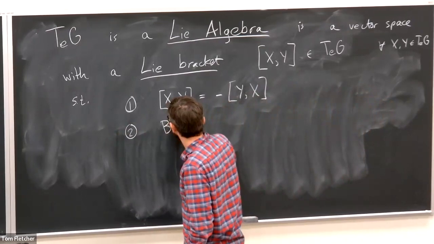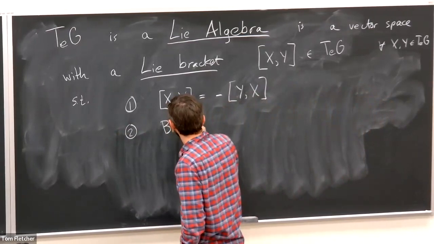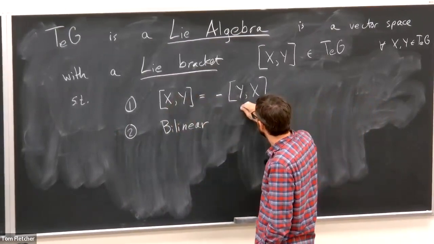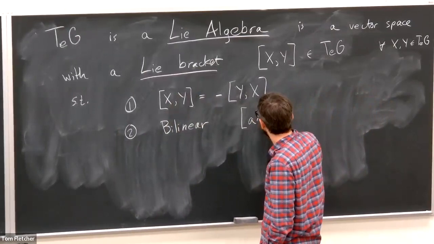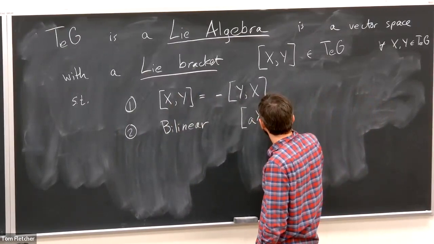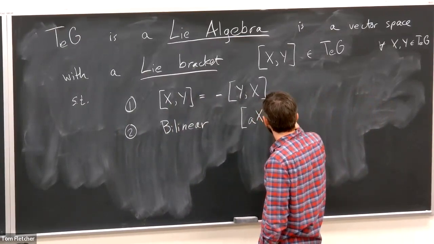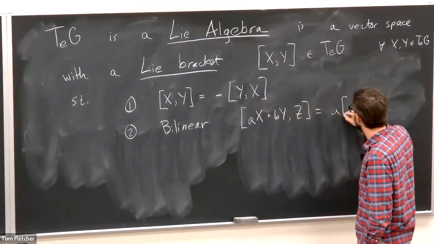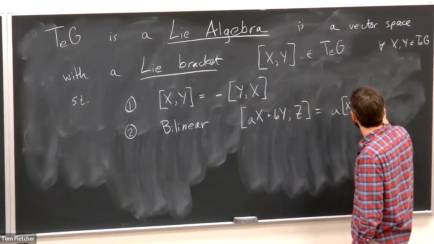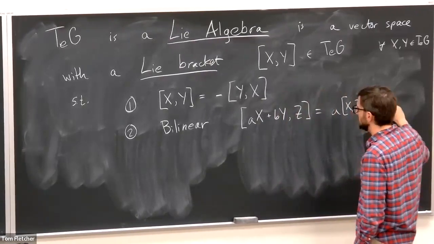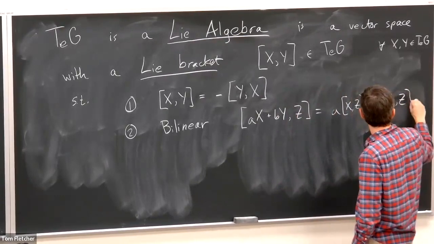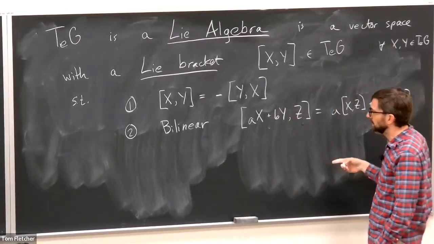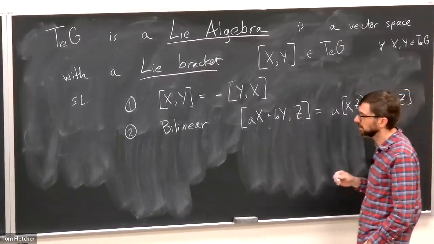It's bilinear. I should put that first, maybe. Bilinear means that if I have [ax plus by, z], that just breaks down to a[x,z] plus b[y,z]. So that's linear in the first element. I could do the same thing on the other side, and it's still linear on the other side too. So bilinearity is one thing.